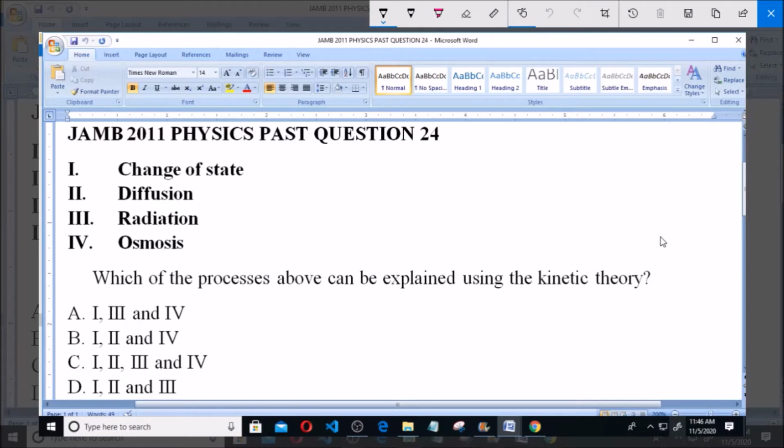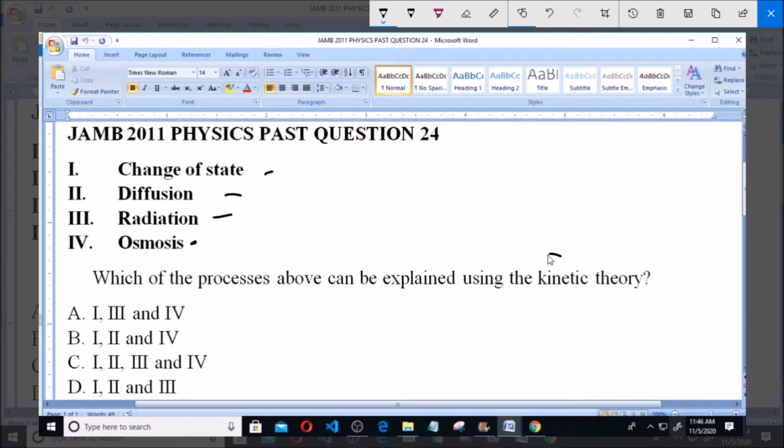So you have 4 items here: change of state, diffusion, radiation, and osmosis. And I asked which of the processes above can be explained using the kinetic theory. A. 1, 3, and 4. B. 1, 2, and 4. C. 1, 2, 3, and 4. D. 1, 2, and 3.